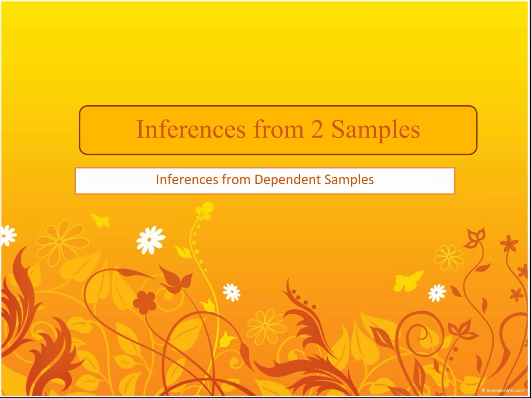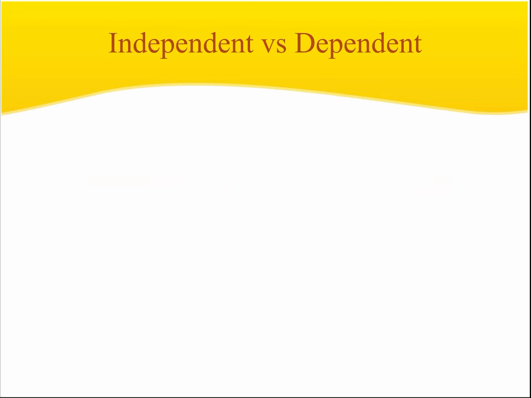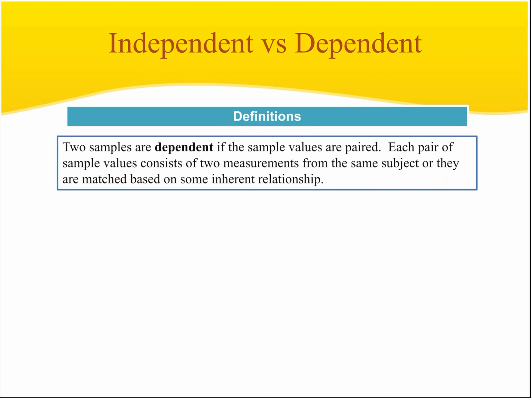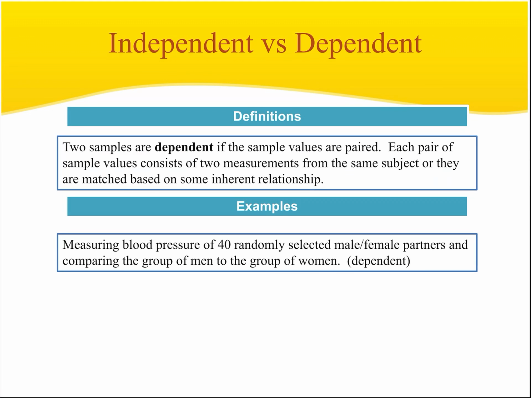Now let's do some hypothesis testing comparing two dependent samples. Inferences we're making from two dependent samples. So a quick reminder, independent versus dependent. Two samples are dependent if the sample values are paired. Each pair of the sample values consists of two measurements, one from the same subject, or they are matched based on some inherent relationship. So let me give you some examples.